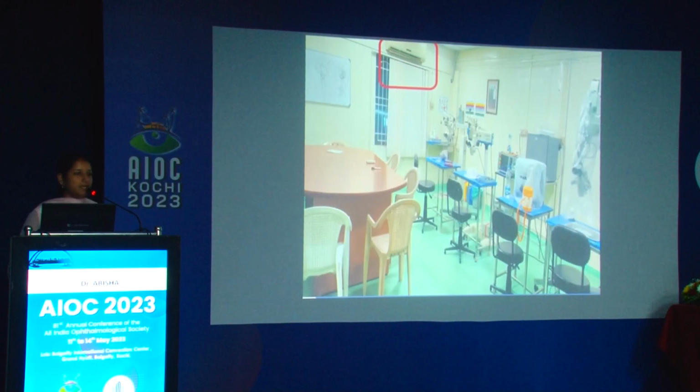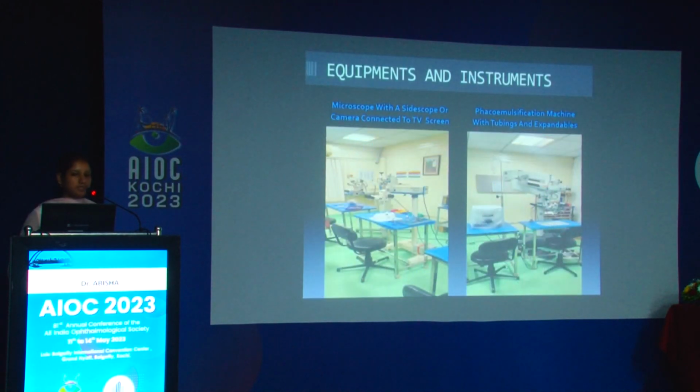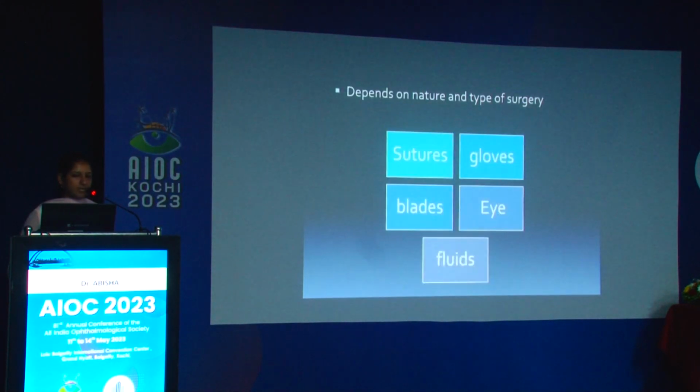It should be an air-conditioned room with a refrigerator and microwave oven, an operating microscope, a whiteboard with chair and table, preferably adjustable chairs, a sink tap, and a biomedical waste management system. Coming to equipment and instruments, at least for a SICS wet lab, we should have a microscope with a side scope or camera connected to a TV screen so that we can record the wet lab training and assess our progression.